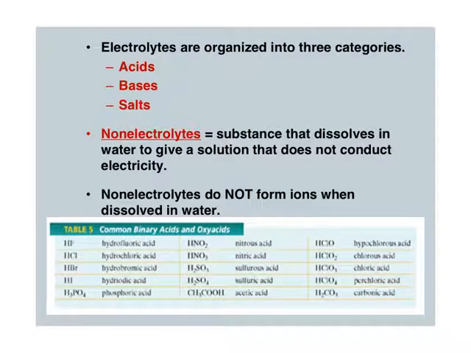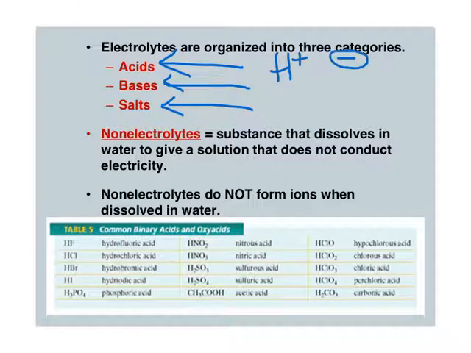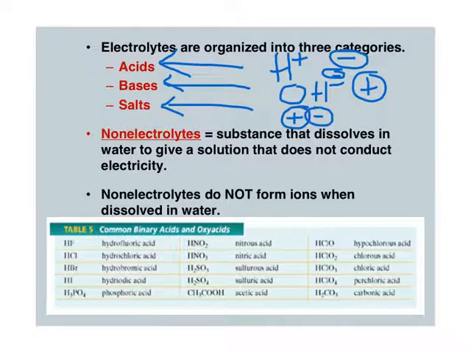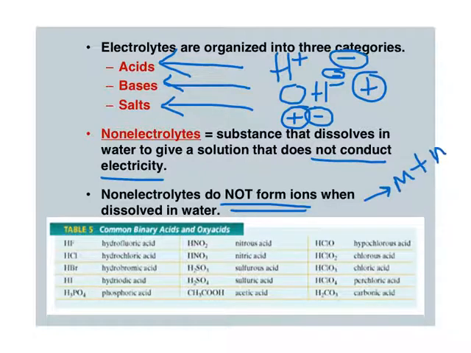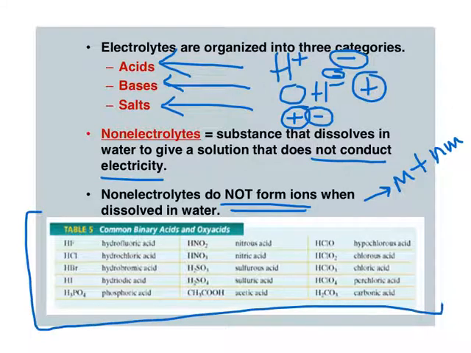Electrolytes are organized into three categories: acids, bases, salts. Acids always have a hydrogen attached to an anion. Bases always have OH attached to a cation, and salts are cations attached to anions that come from the acids. Okay? Non-electrolytes do not conduct electricity because they do not form ions. It's not made of a metal plus a non-metal, or the hydrogen or hydroxide. So I just gave you a bunch more acids down here at the bottom to look over, but I got to keep going.